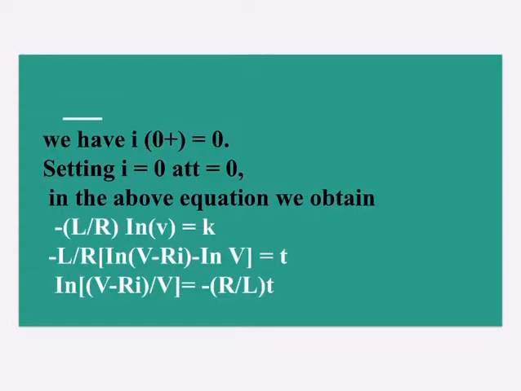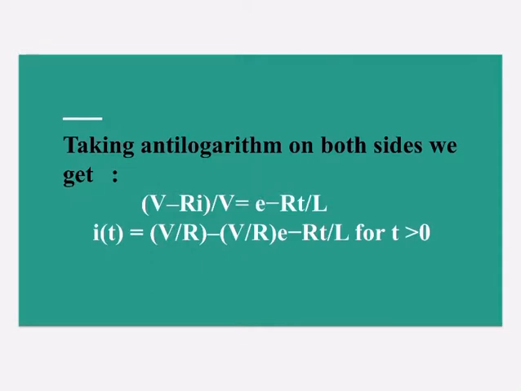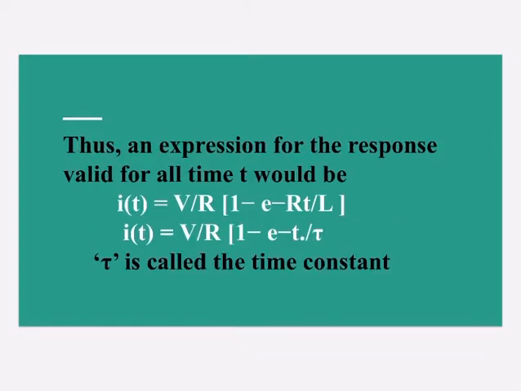By taking the exponential on both sides, we have (V minus Ri) by V is equal to e to the power of minus Rt by L. Then we can see that i of t is equal to V by R minus V by R into e to the power minus Rt by L. Thus an expression for the response valid for all time t is i of t equal to V by R into (1 minus e to the power minus Rt by L).